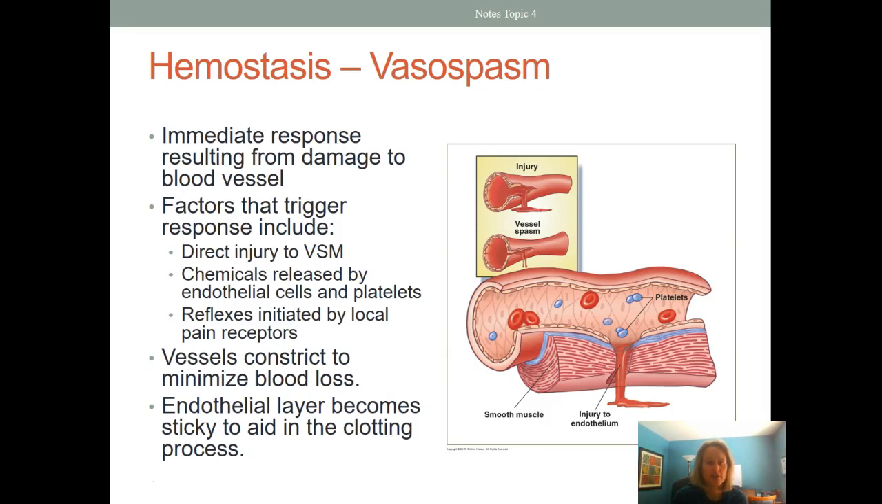So let's start with the first step, vasospasm. This is an immediate response as a result of blood vessel damage. So here we have a little damage. The things that trigger this include damage to the smooth muscle of the blood vessel, chemicals released by the endothelial cells and by platelets within the blood, as well as reflexes initiated by pain receptors. And so here these blood vessels constrict, and this can act to minimize blood loss and also minimize a decrease in blood pressure. At this time, the endothelial layer starts becoming sticky, which will aid in the clotting process.